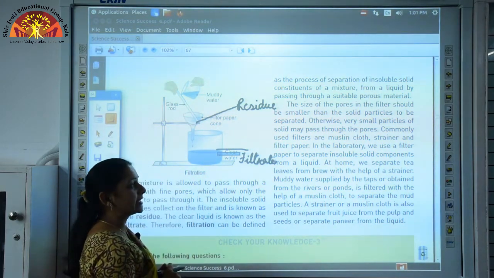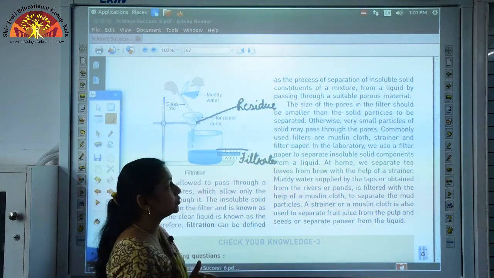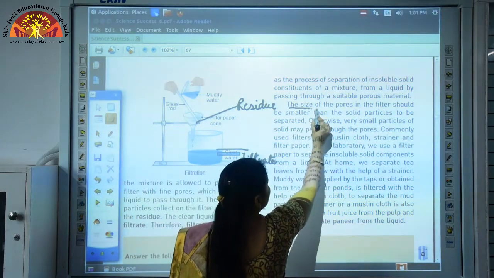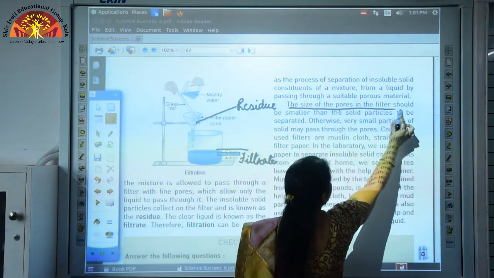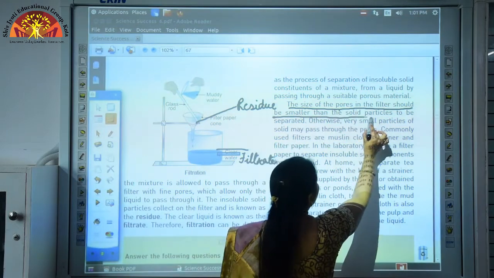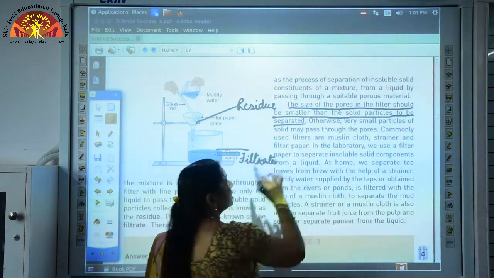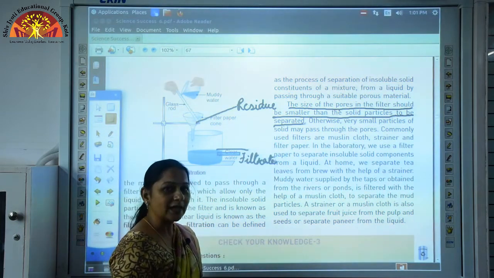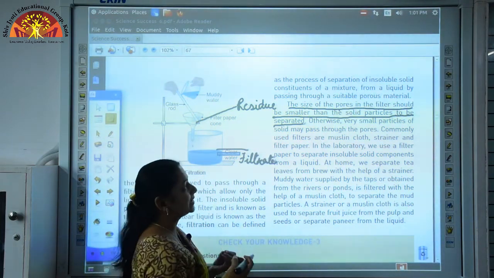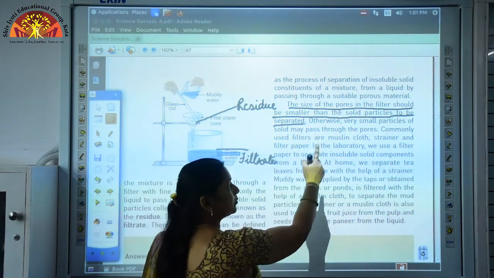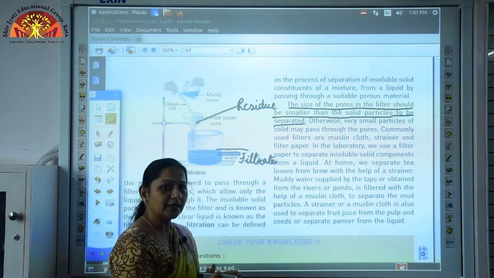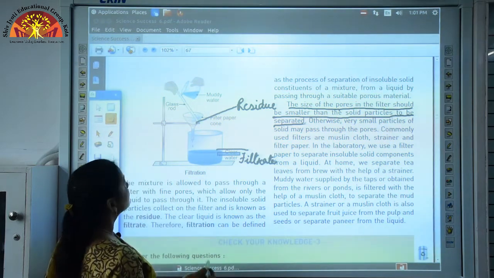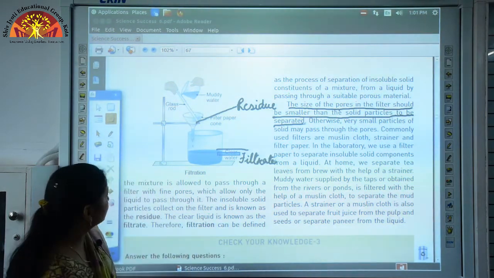So, different sizes of filters are used, but it is very important that the size of the pores in the filter should be smaller than the solid particles to be separated. If the size is not smaller, the solid particles will come out of the pores. So, it is very essential that the pores are smaller in comparison to the impurities. So, this was about filtration. Next topic.